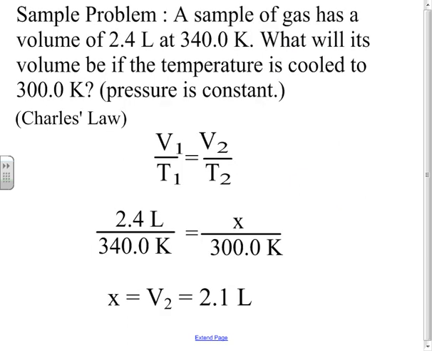Sample problem. Here we have our V1 at a T1, and then we're given a T2, and we're asked for a V2. So we want to solve for V2 given V1, T1, T2. Substituting in, solving will give us 2.1 liters.